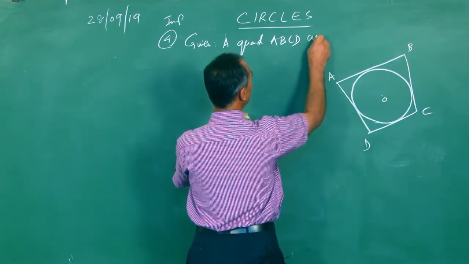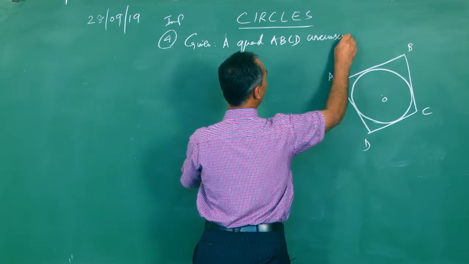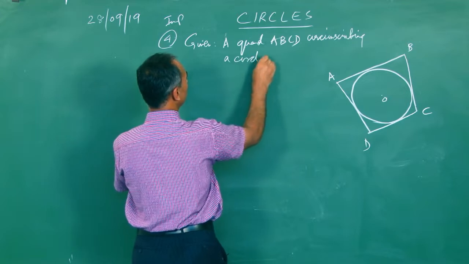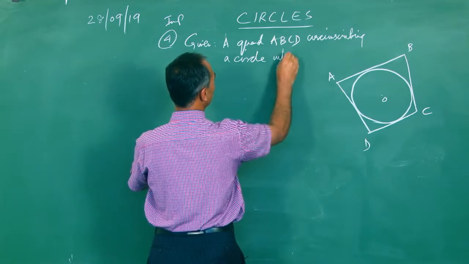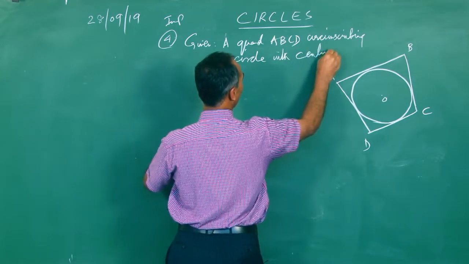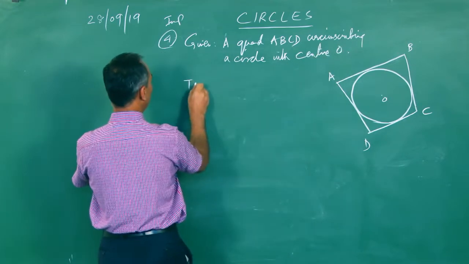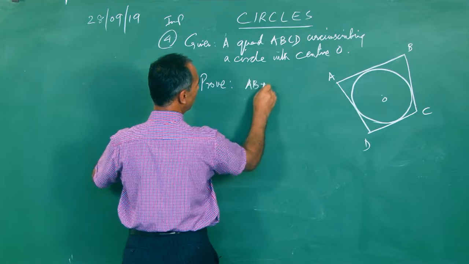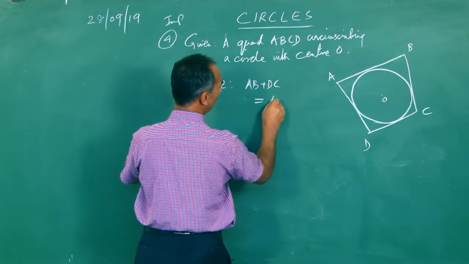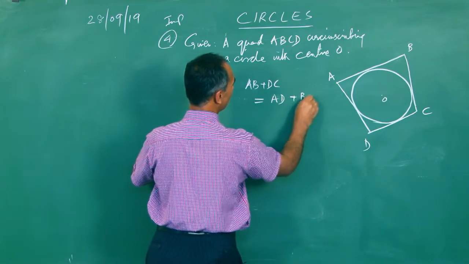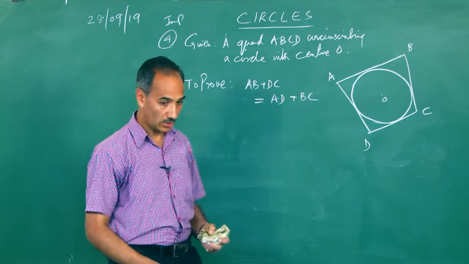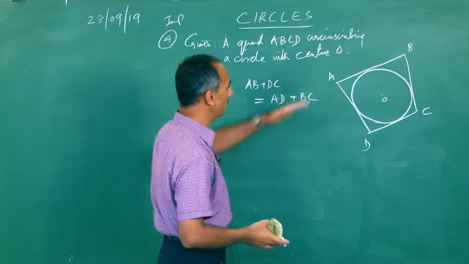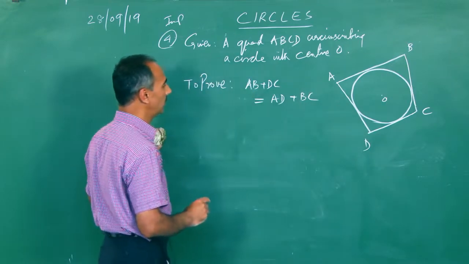A quadrilateral ABCD circumscribing a circle with center O. So what we have to prove? We have to prove that AB length plus DC length is equal to AD plus BC. And we'll be applying the logic that we use here to one more similar sum. So AB plus DC is equal to AD plus BC.